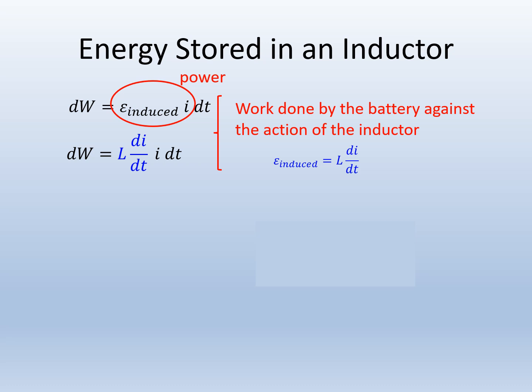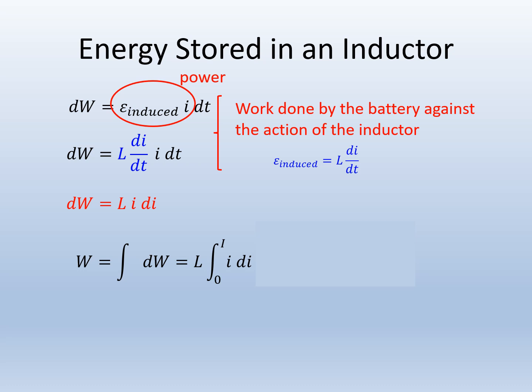But we have E induced for the inductor equals inductance times di over dt. So we can substitute for E induced using this expression. When we do that, the work done during a time dt equals L di over dt times I dt. That simplifies as dW equals L I di.